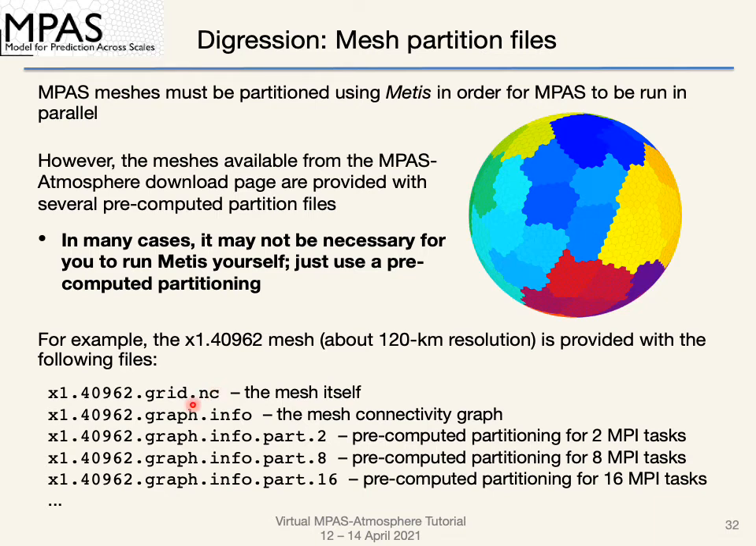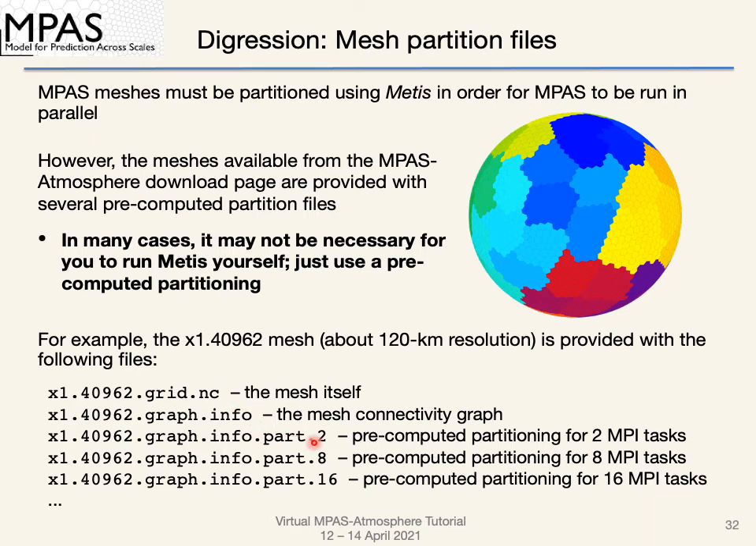We also get this file called x1.40962.graph.info. This is the mesh connectivity information, so it's a connectivity graph of the cells in the mesh. And if you were to produce your own partition file using this MPAS program, which you'll have to install yourself, this is the file that you would need to provide to MPAS.